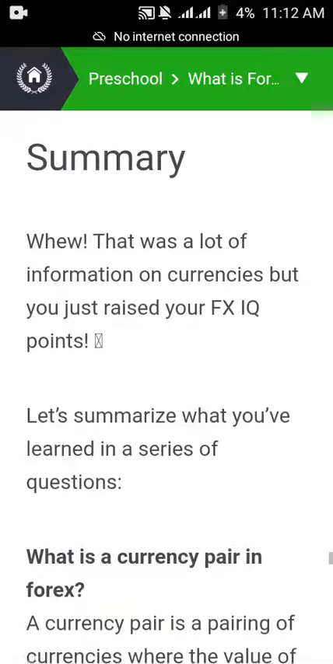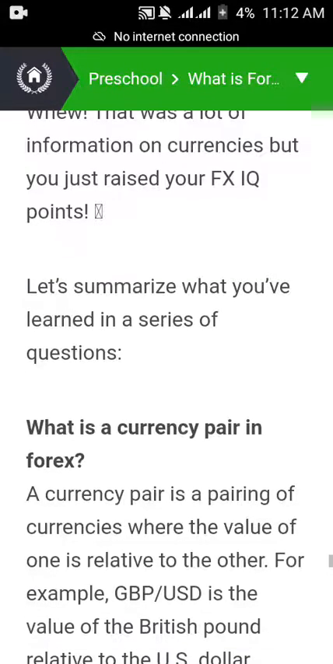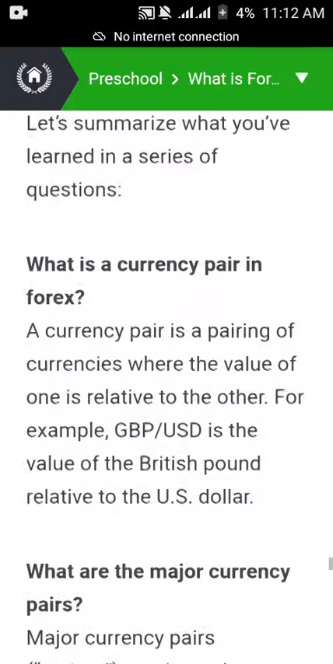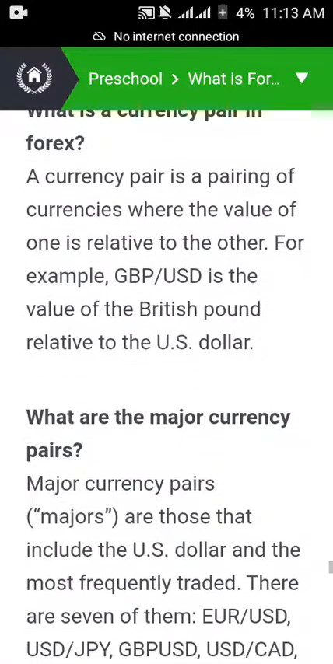In summary, that was a lot of information on currency, but you just raised your forex IQ points. Now, these are just all the summaries. So what is a currency pair in forex? A currency pair is a pairing of currencies where the value of one is relative to the other. For example, GBP/USD is the value of the British pound relative to the US dollar.